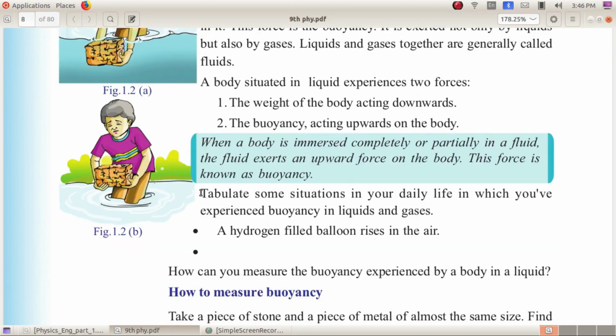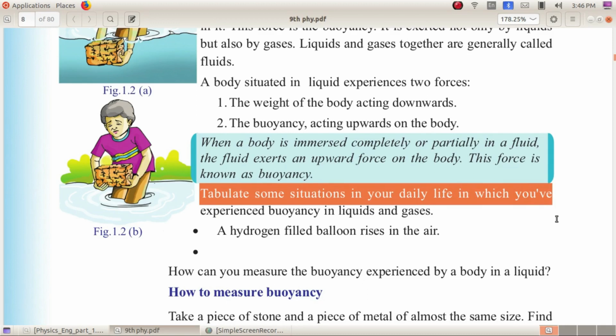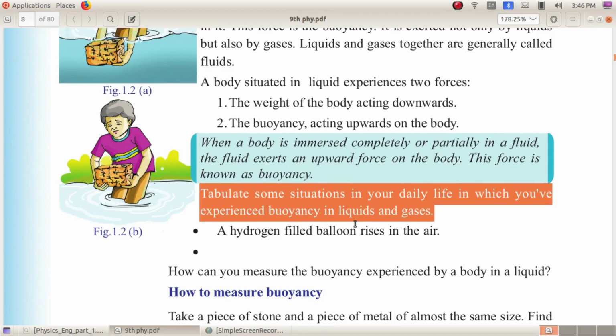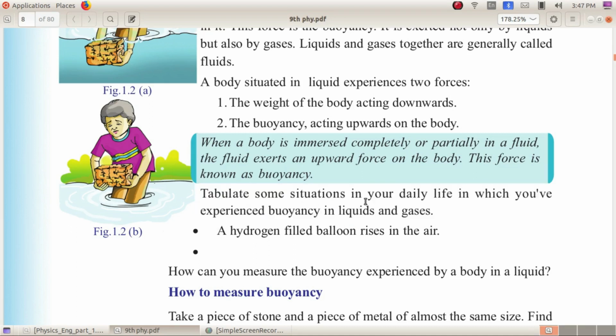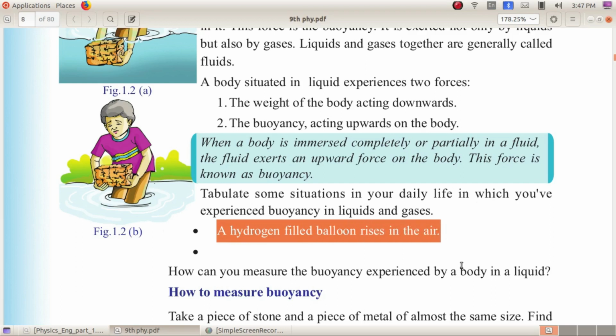Tabulate some situations in your daily life in which you have experienced buoyancy in liquids and gases. Here is an example given. In our daily life, there are many situations where we experience buoyancy. A hydrogen-filled balloon rises in the air. This is due to the upward force exerted by air on the balloon.